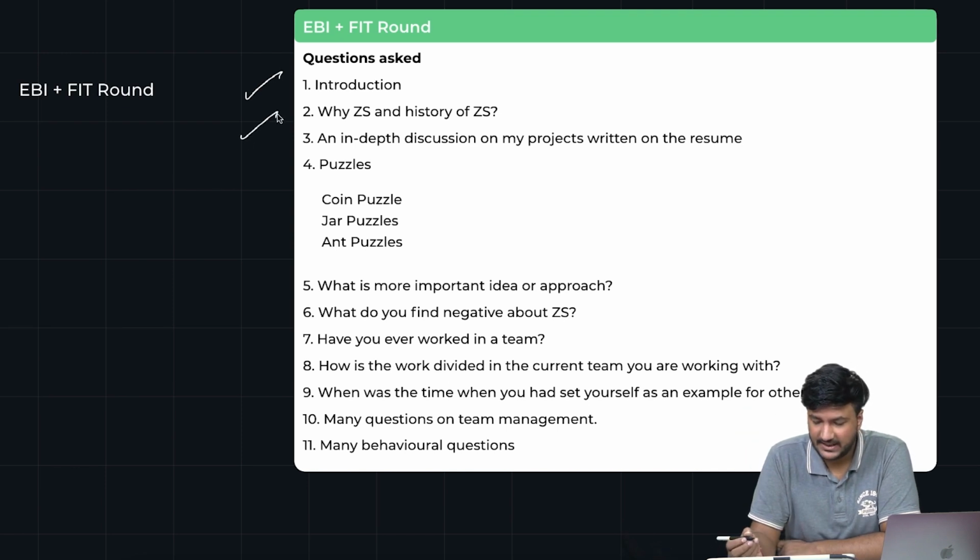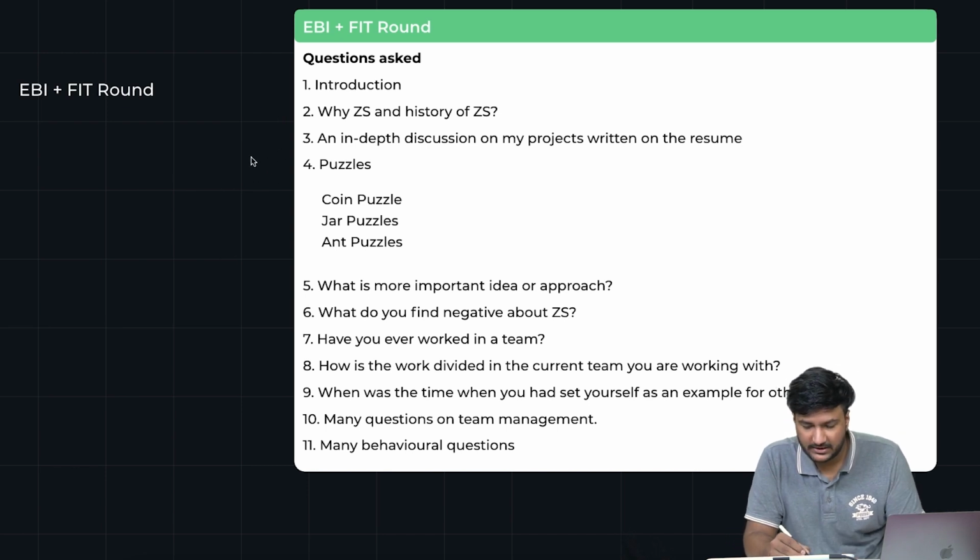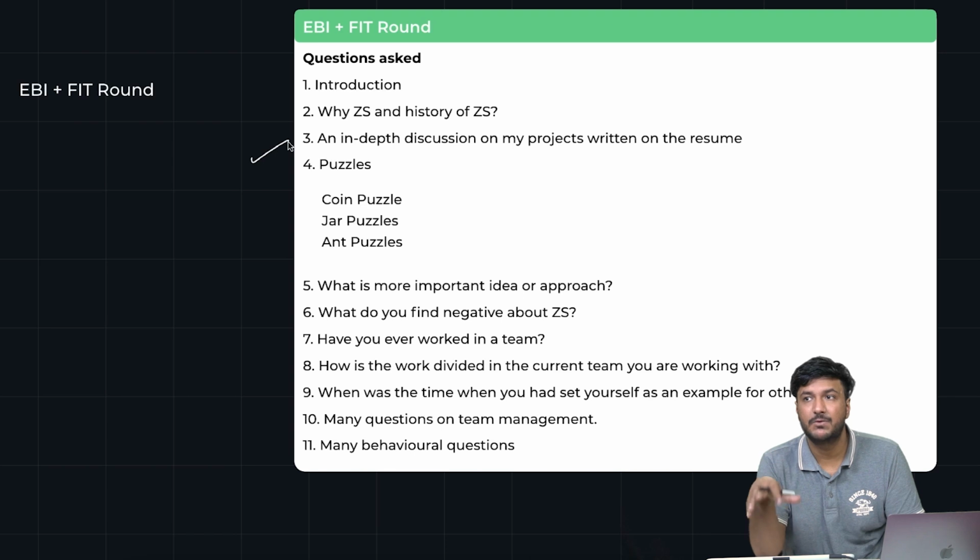Introduction, why ZS, history of ZS. So they'll ask you history of ZS, who's the founder, what's the full form of ZS, in which countries there are offices, what are different clients of ZS, so on and so forth. In-depth discussion about project written on the resume, because again you have to show your project also if you've done your project. By sharing your screen, you're supposed to be showing your project.